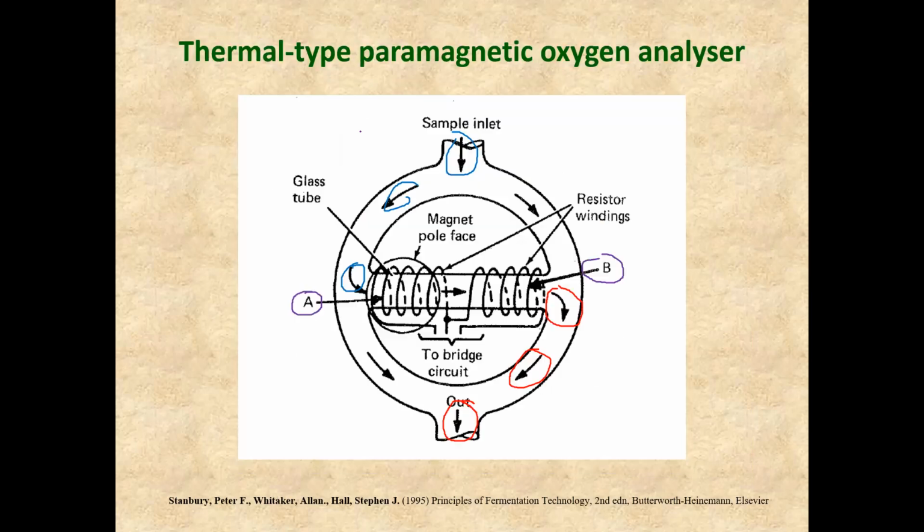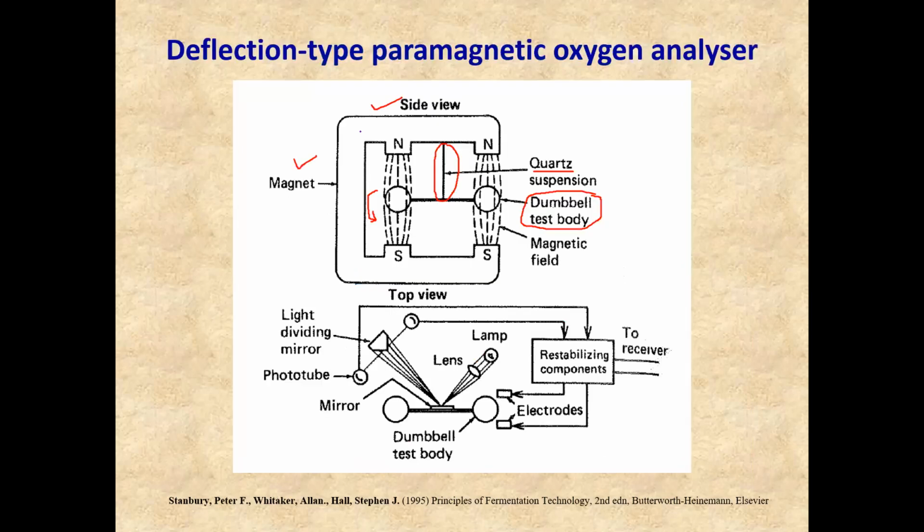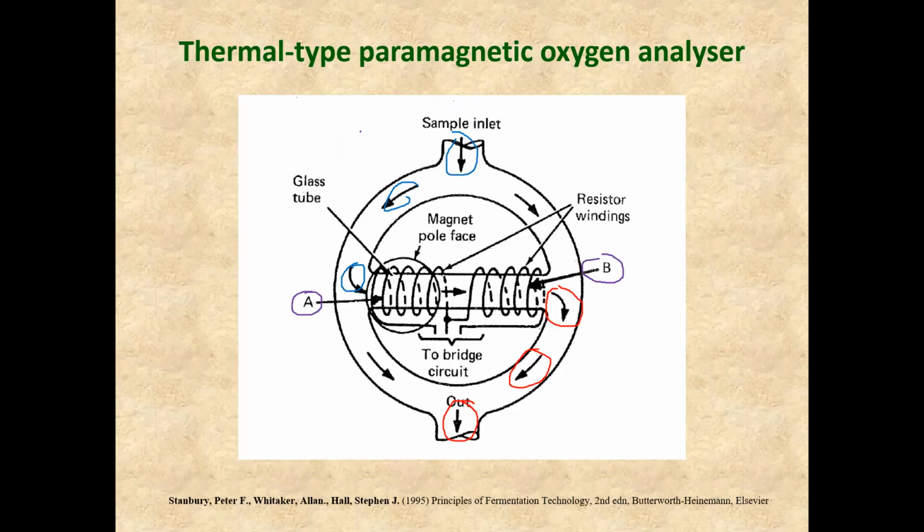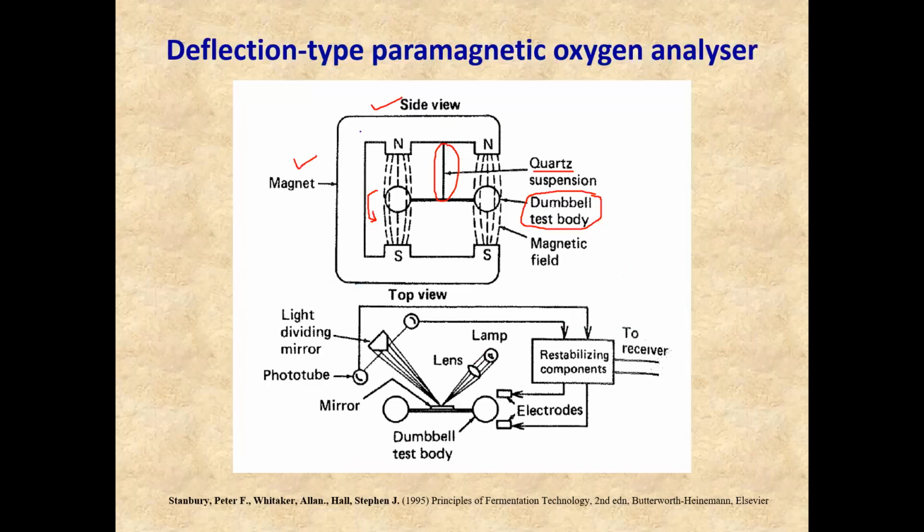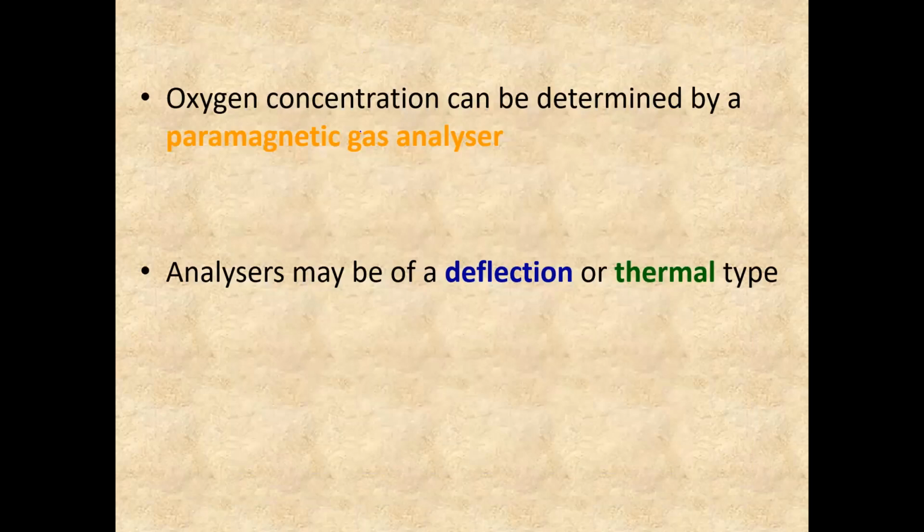One is deflection type, another is thermal type, and both are based on the same principle. Although the details are different, the main principle is the same: oxygen has affinity towards a magnetic field. When determining the oxygen concentration with these analyzers, it is necessary to monitor and record the atmospheric pressure if oxygen concentrations in inlet and exhaust gas are to be determined.